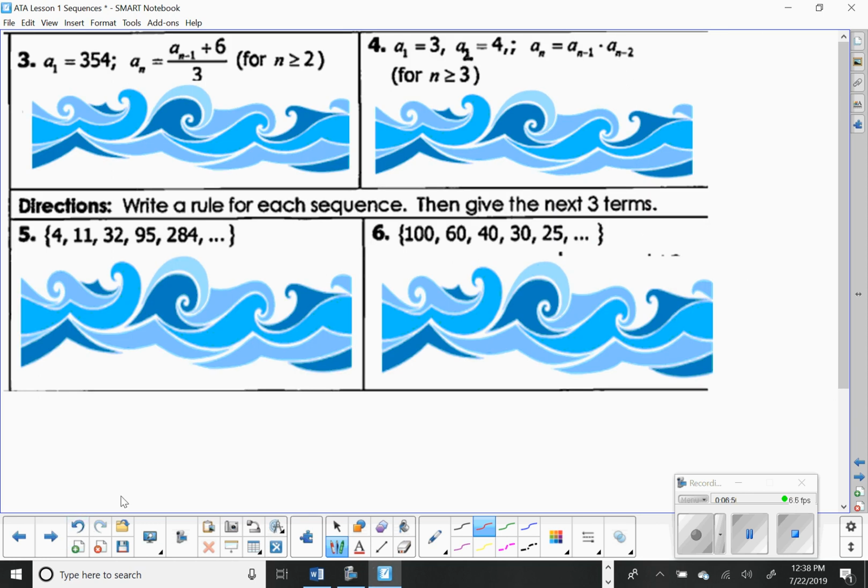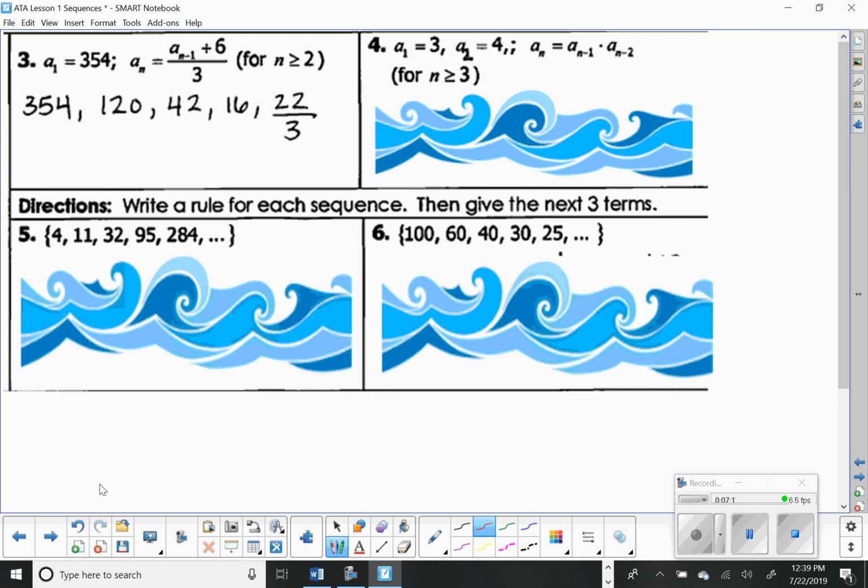Okay, here's 3 and 4. I'd like for you to try these. For these two, you are also finding the first 5 terms of each sequence. So pause the video and find those 5 terms for numbers 3 and number 4. Okay, are you back? You know a sub 1, and then you know what you have to do to get your next term. Were you successful? And it's okay to get fractions. Just leave them as fractions.